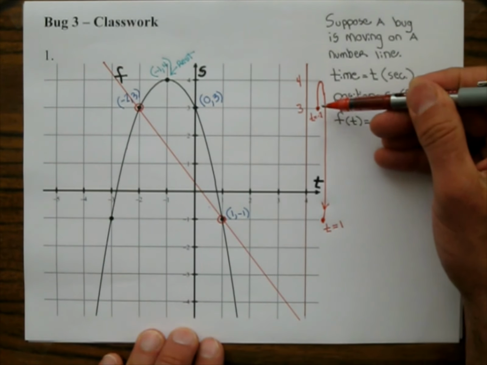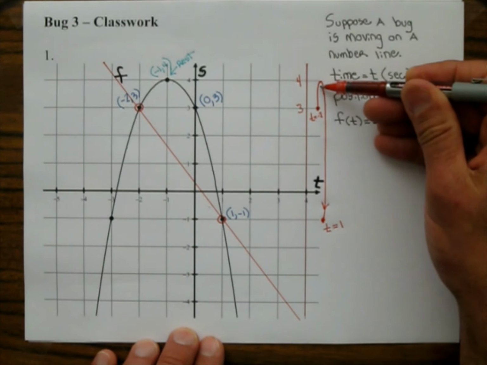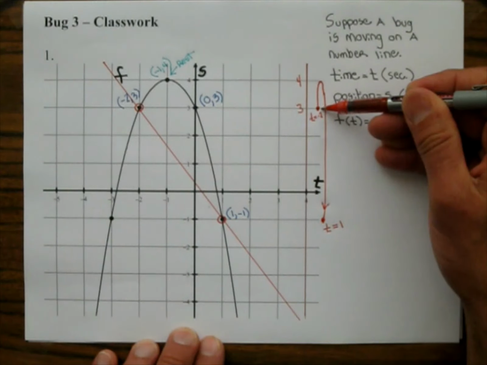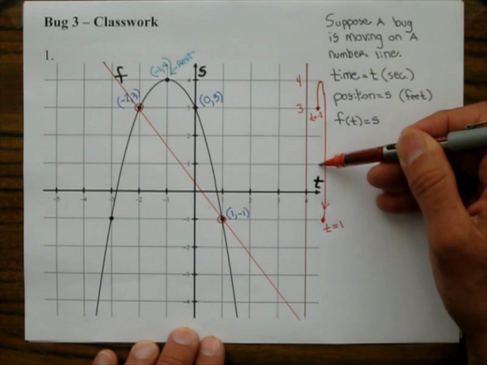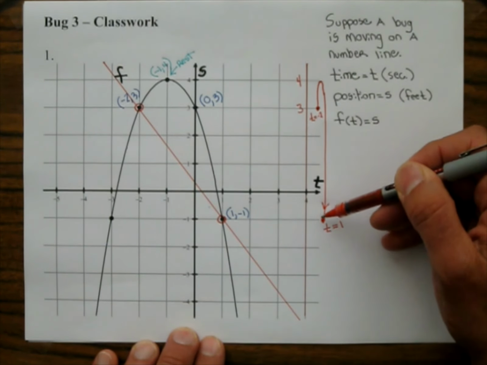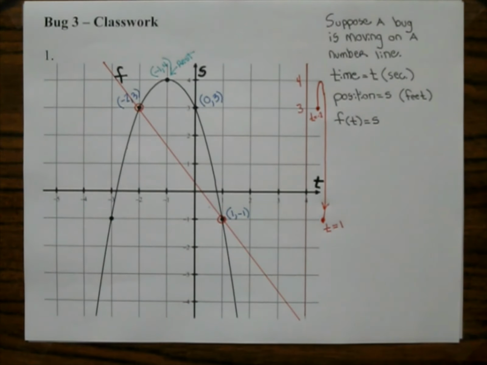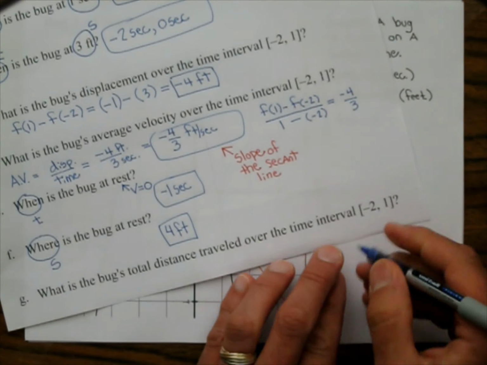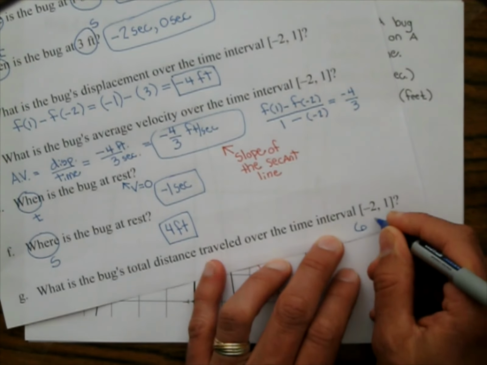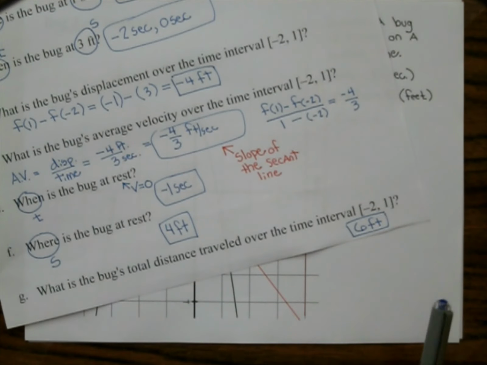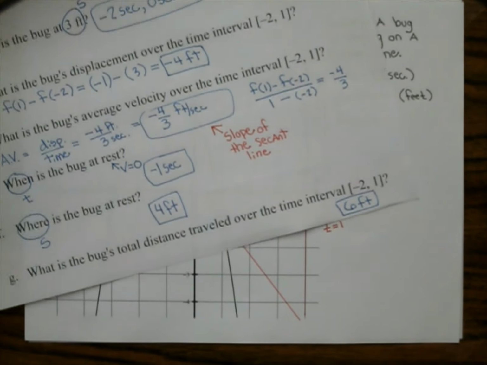And so if you want to do the total distance traveled, you go 1, 2, 3, 4, 5, 6. So the answer is 6 feet. And that's gotten by counting. And we'll find better ways of doing this.